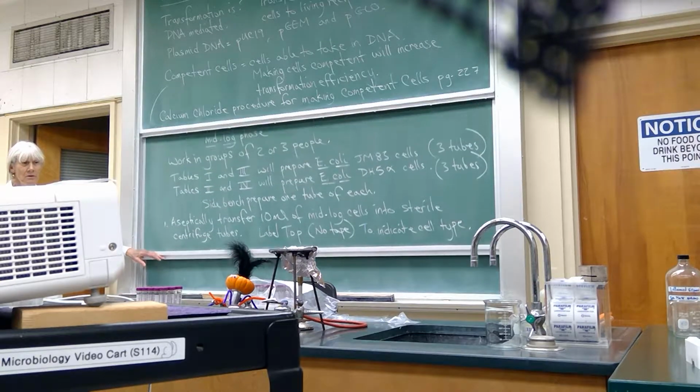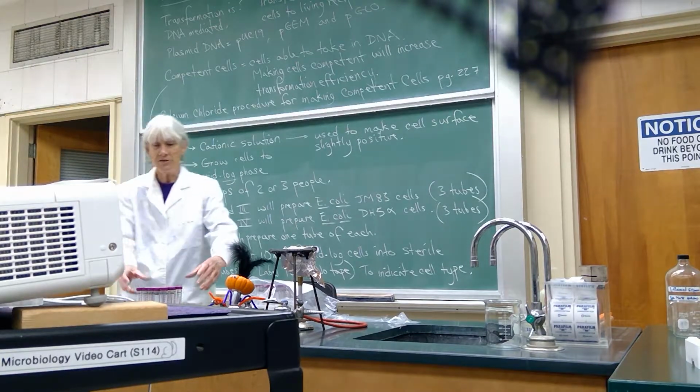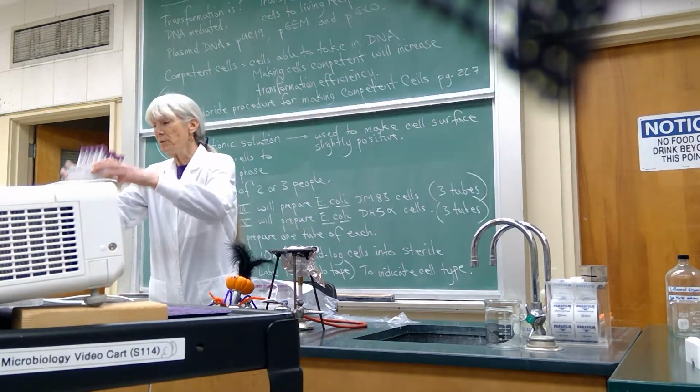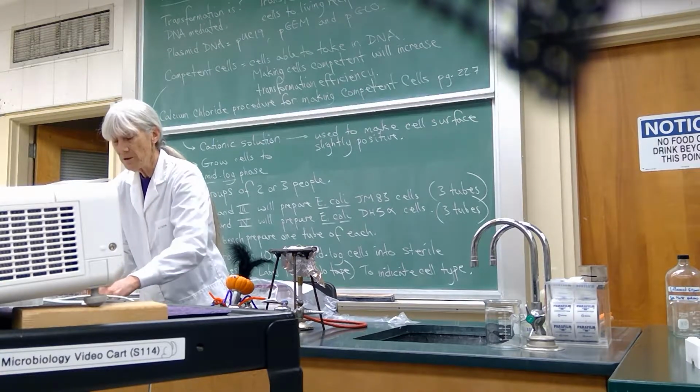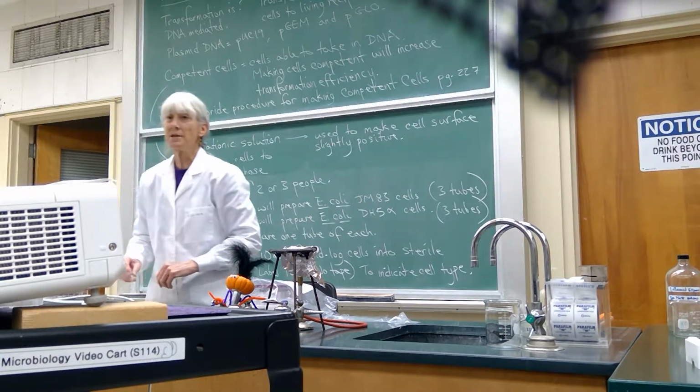Okay, so you have your E. coli. You need these tubes, 3 per table. You need a 10 mil pipette, 1 per table. A functional bulb, 1 per table.